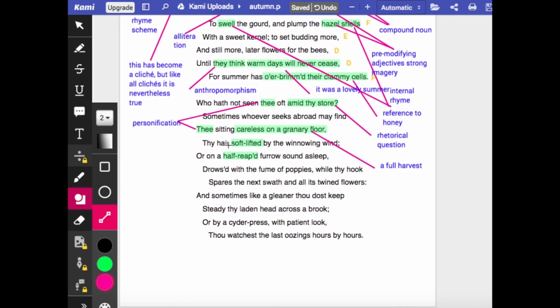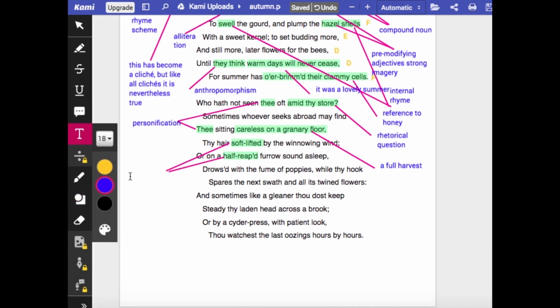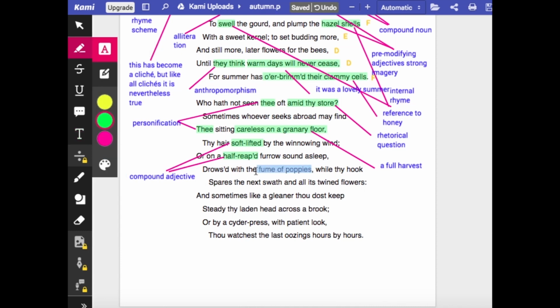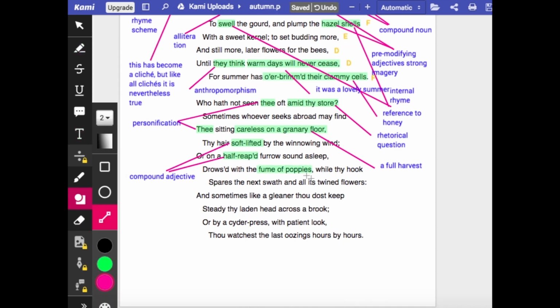So now we have a couple of compound adjectives. The hair soft lifted by the winnowing wind, kind of personifying autumn as a female here, maybe, or a long-haired man. I think there's some sense of the grain waving in the autumn evening, being winnowed, separating the wheat from the chaff as you throw it up. The bit you don't want to eat flies away, and the other bit falls to the ground and is collected.